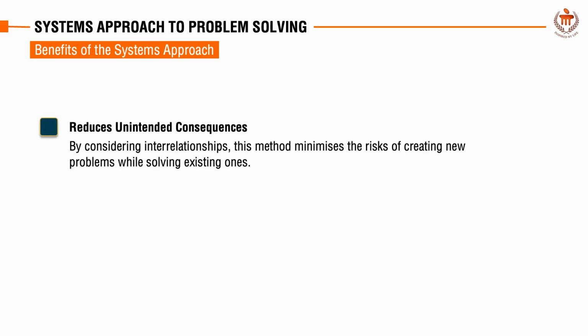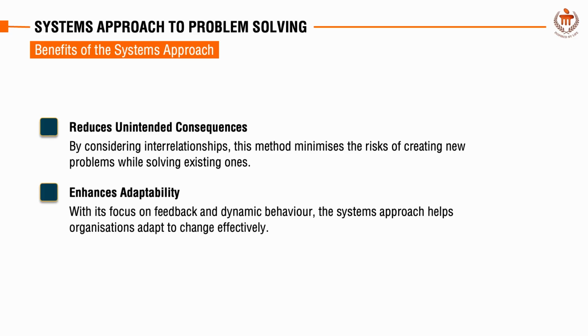Now, moving on to the next benefit, that is reduces unintended consequences. By considering how different parts of a system are connected, the systems approach helps avoid causing new problems while solving existing ones. This method helps anticipate potential side effects and reduce the risk of making changes that could lead to unintended issues.